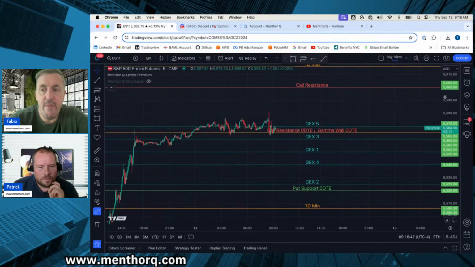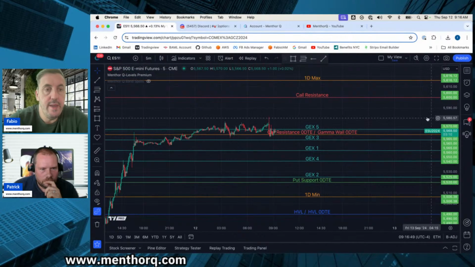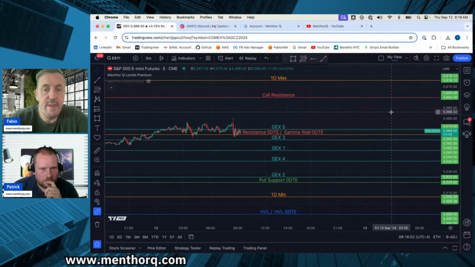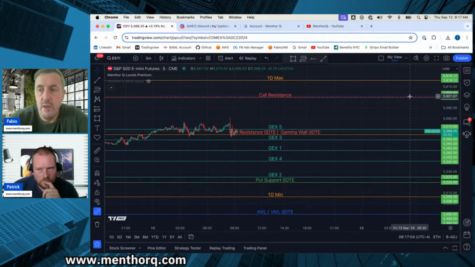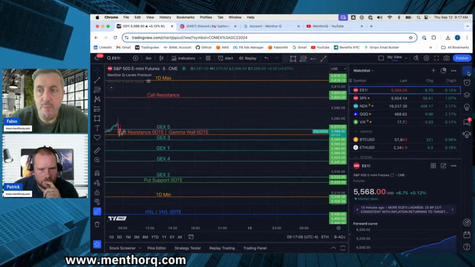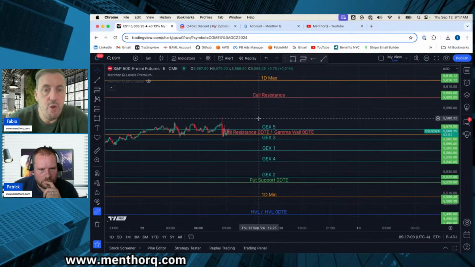So we can start with ES. So here what we have is a choppy session, not much going on here. We're seeing a lot of support on the core resistance 0 DTE. So, from yesterday's session, I think the market is calm today. Let's see what happens at the open.